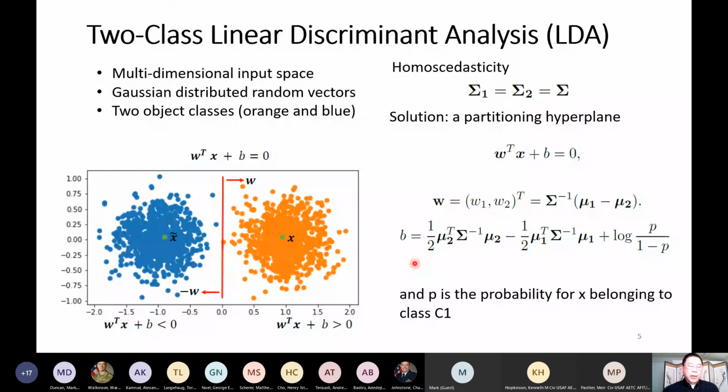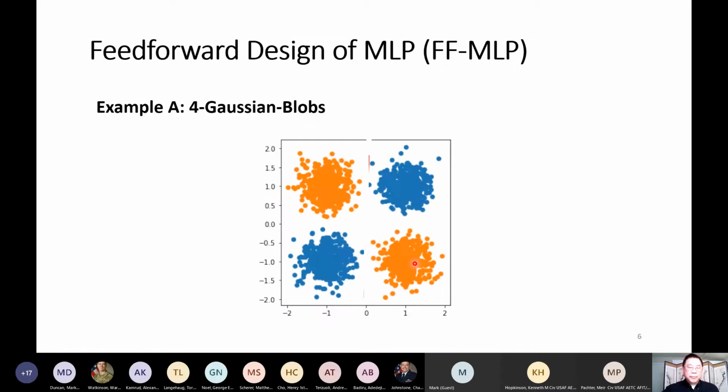So this is a theoretical result from very classical machine learning, but how does this relate to the MLP? That's the question, and we try to find a link. Here I want to show you an example, step by step, of how to design a multi-layer perceptron using a feed-forward process. Instead of doing BP, instead of making a guess about the architecture, we propose a very specific way to design the architecture and also to find the weights.